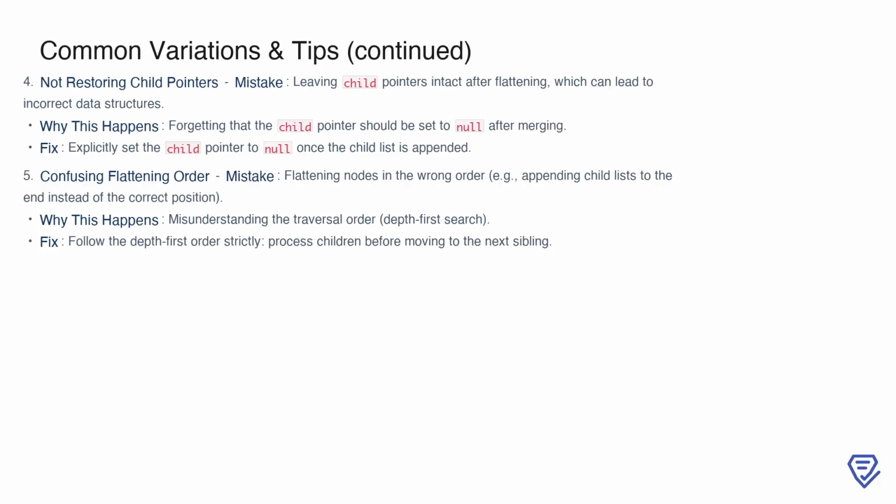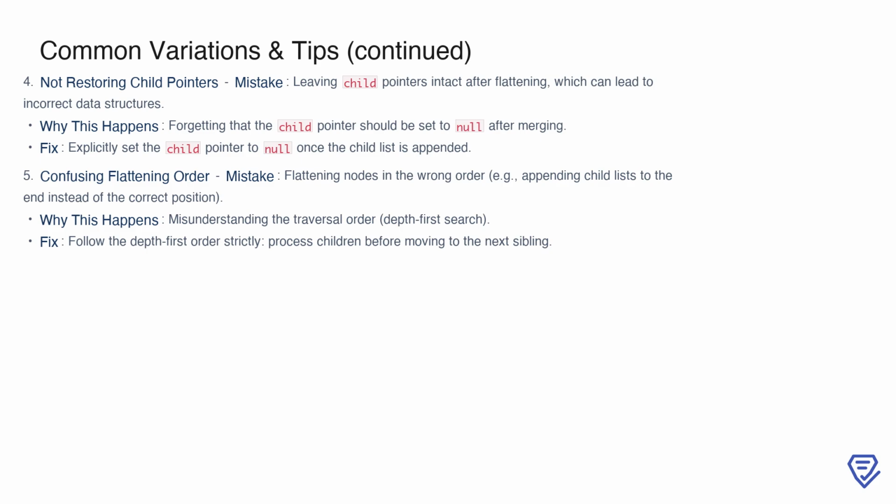One mistake is not restoring the child pointers. After flattening the list, leaving the child pointers intact can lead to an incorrect structure. This often happens because it's easy to forget that these pointers should be set to null once the child nodes are appended to the main list. A simple fix is to explicitly set the child pointer to null after you've handled the child list.